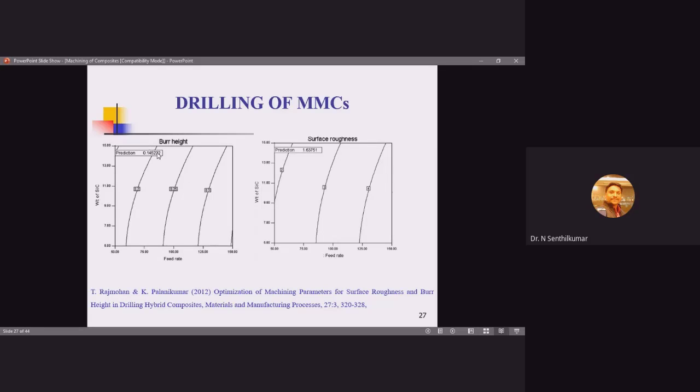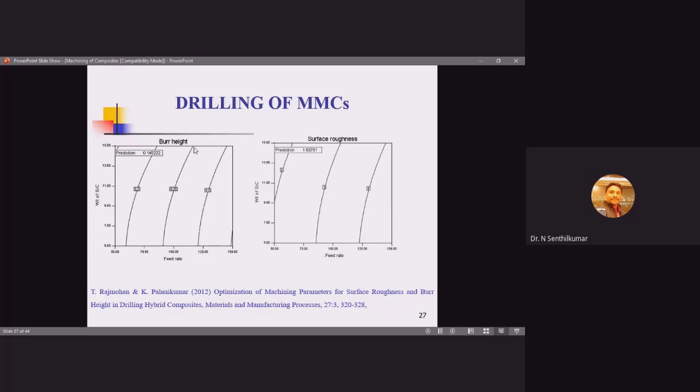So, increase in feed rate. This is the work done by Dr. Rajmohan and Dr. Panikma sir. As the feed rate increases, you can see the burr height increases with the higher weight percentage of silicon carbide. He has changed the percentage of silicon carbide from 5% to 15%. So by increasing the feed rate, with increase in silicon carbide content, the burr height increases.